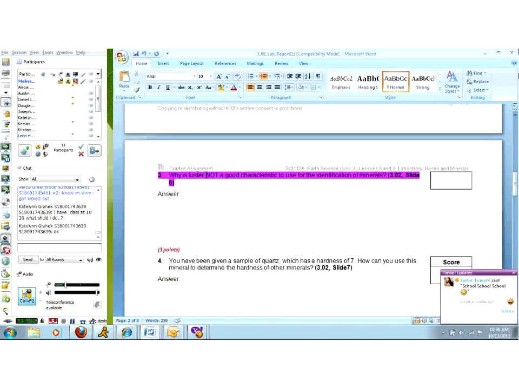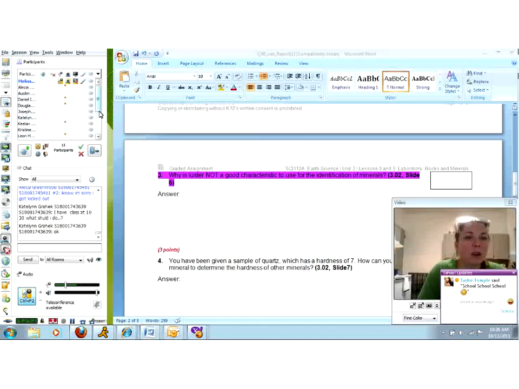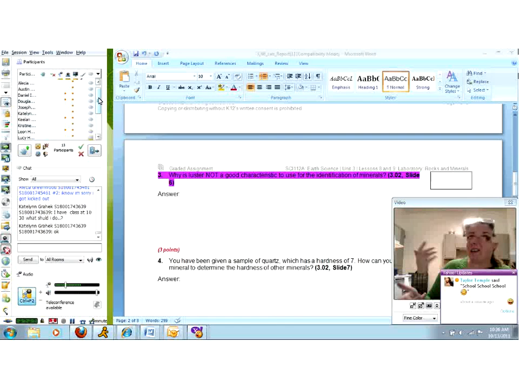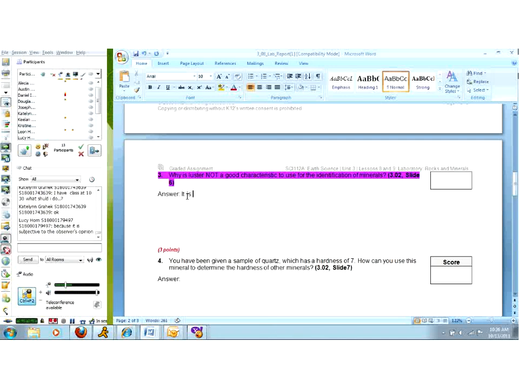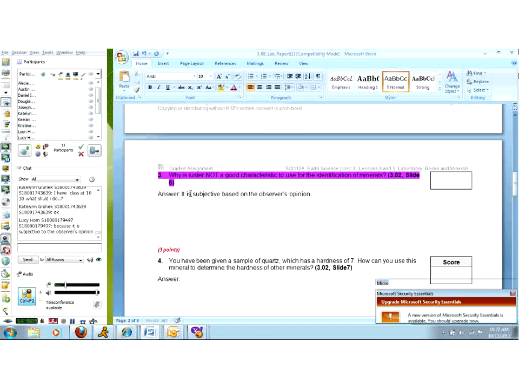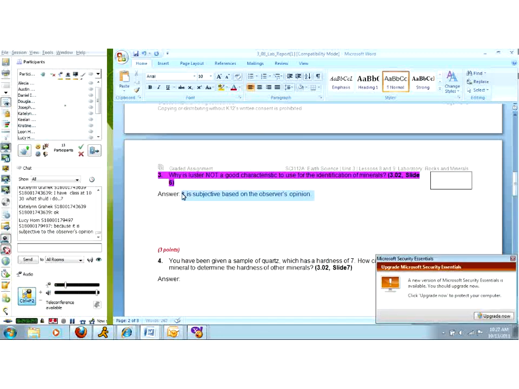Okay, hopefully you got number 2 up. If you didn't, you can always go back and watch the recording. Luster. Why is luster not a good characteristic to use for the identification of minerals? There's one word that we can put there. It is what? Like maybe my kitchen light's brighter than your kitchen light, or maybe your kitchen light's brighter than my kitchen light, so it reflects light differently. Right, it's subjective. Very good. I'm going to steal Lucy's answer. That's fantastic. It is subjective, based on the observer's opinion.